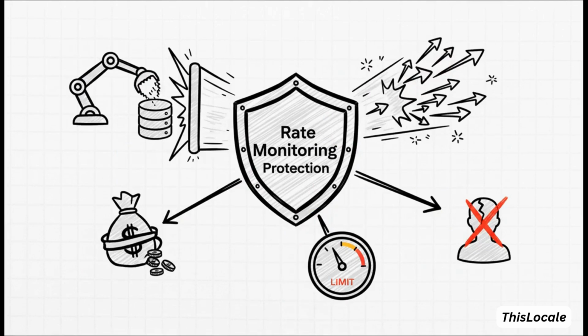And this is absolutely critical for stopping a whole class of automated attacks. Rate monitoring helps you detect those scraping bots that are trying to steal your data. It helps you prevent denial of service attacks that could take your whole system down. And it helps you identify a compromised user account that suddenly starts acting, well, like a machine. It's also just how you enforce fair usage and prevent one bad actor from sending your costs through the roof.